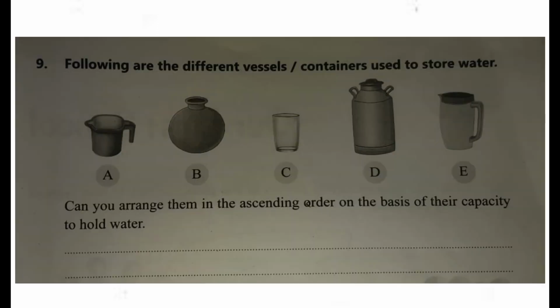Three ways in which underground water can be drawn out. Okay, next, the following are the different vessels or containers used to store water. You can arrange them in ascending order on the basis of their capacity to hold water. That you can do better.